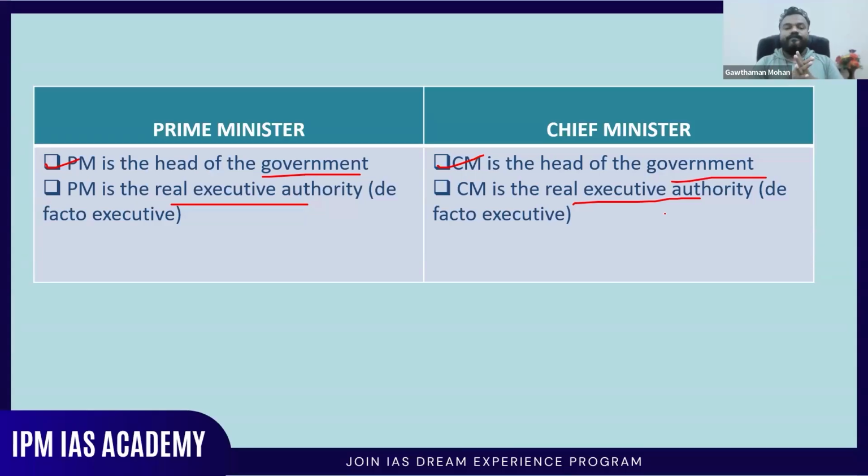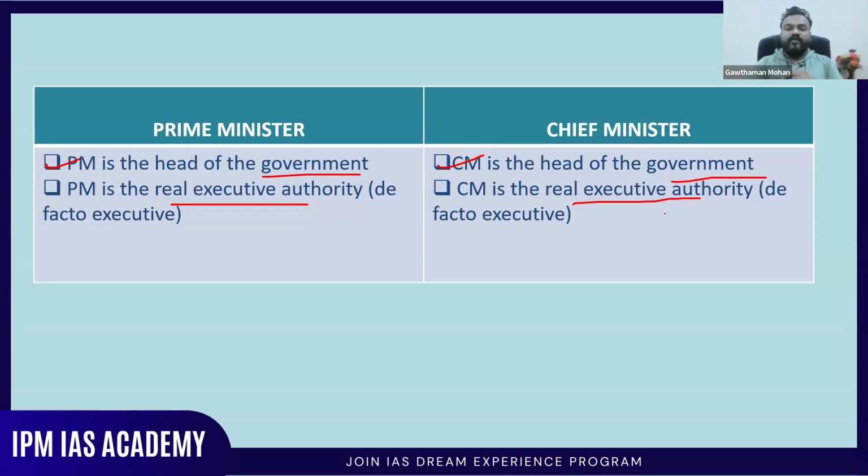Basically there is the de facto executive and the de jure executive, and the de facto executive holds the real power. They take the decisions. The Prime Minister with the Council of Ministers takes the real decisions for the government, and in the states, the Chief Minister plus the Council of Ministers take the decisions for the state activities and the state administration. That is why it is called the de facto executive.